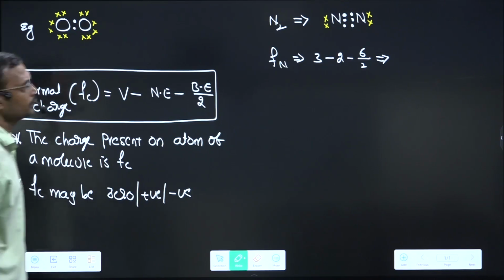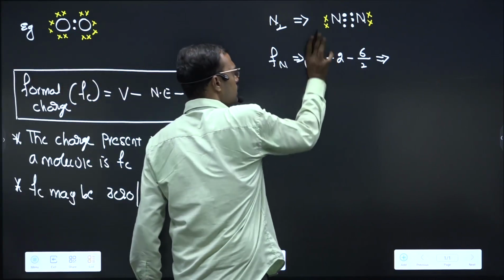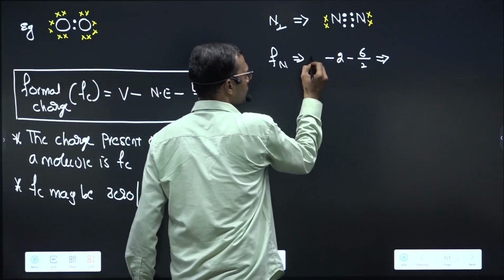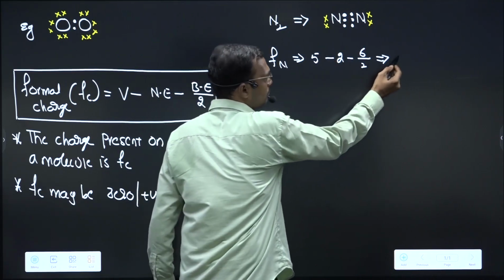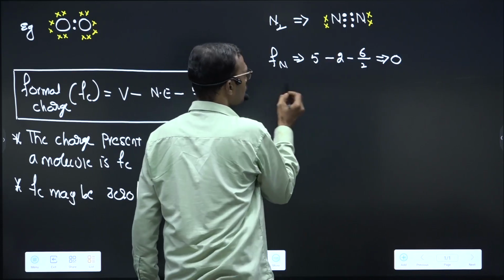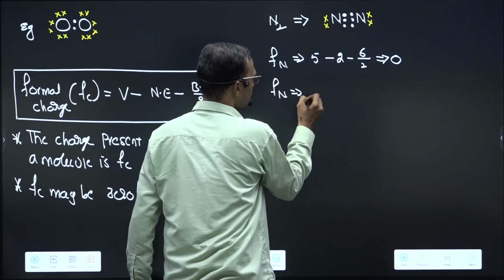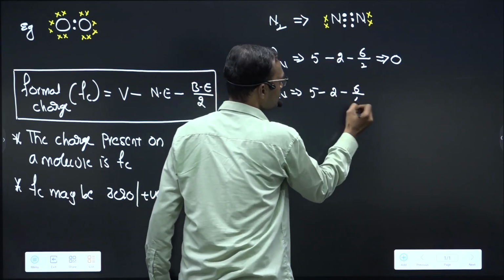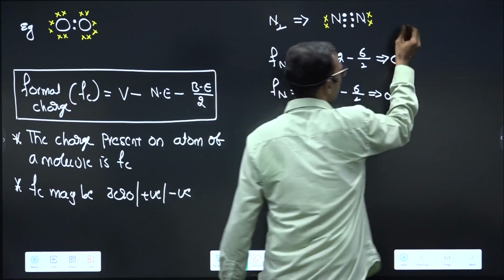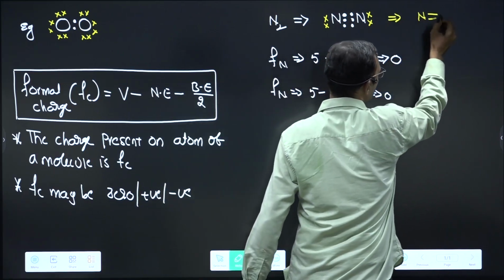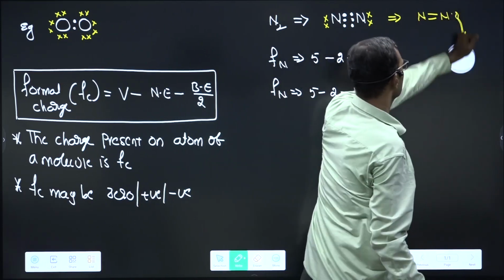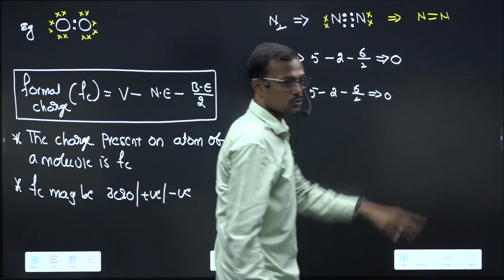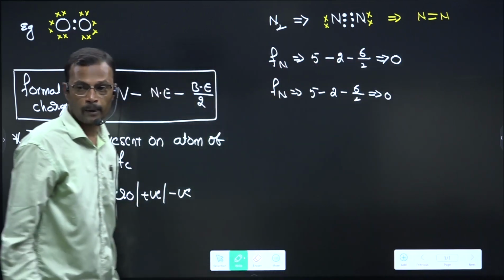So if I take nitrogen, what is the nitrogen group number? 5. Now you will get 5 minus 2, 3. 3 minus 3, 0. So what is the charge on nitrogen? Same, second nitrogen also you can apply like this. 5 minus 2, 6 by 2, it is 0. So now this molecule, can I write like this? Nitrogen, nitrogen double bond. There is no charge between these two. Clear? Now apply this one.